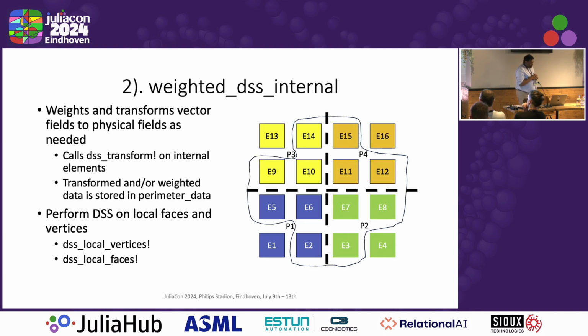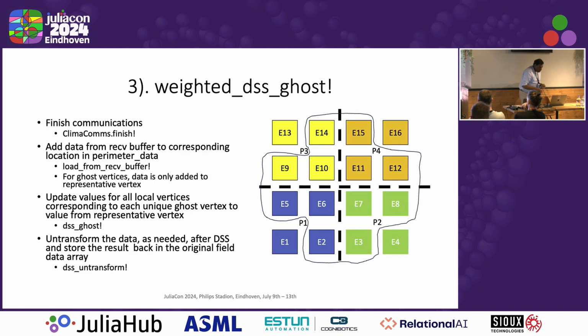The second piece is the weighted DSS internal. So we transform now, while the communication has been initiated, we apply the DSS transform on the internal elements, and then store the results in the perimeter data, and then we do the DSS on the local vertices and faces. And in the third phase, we finish the communications.